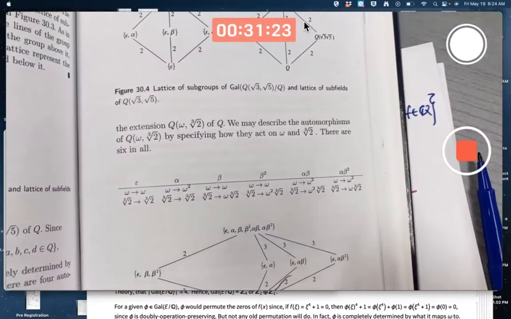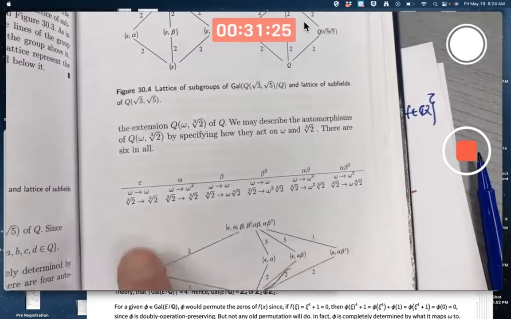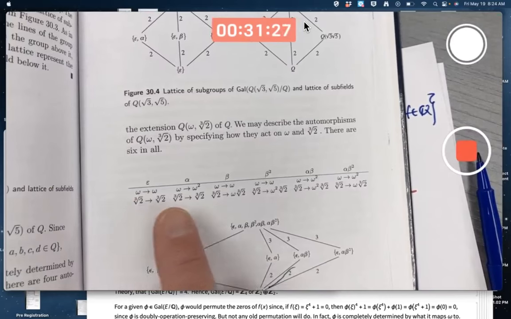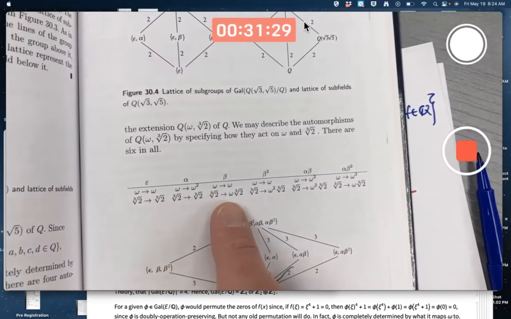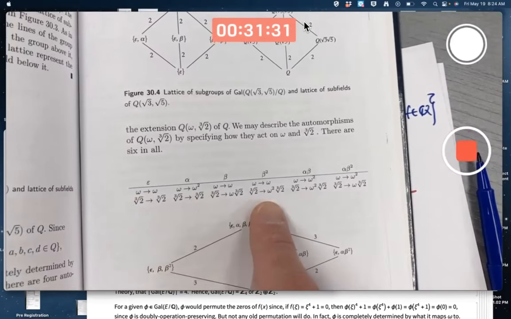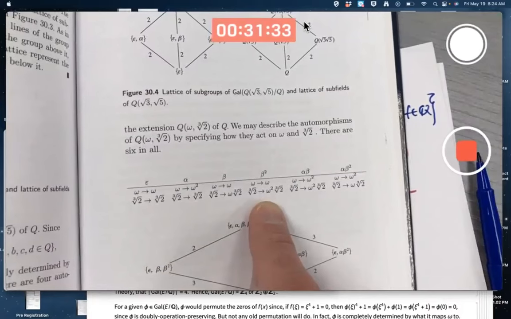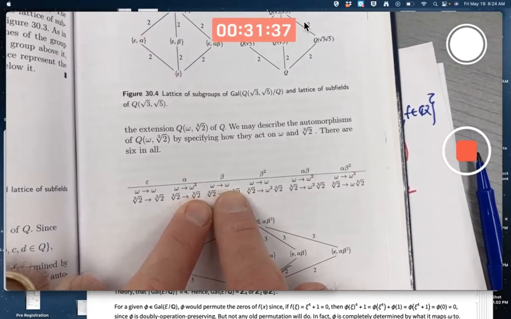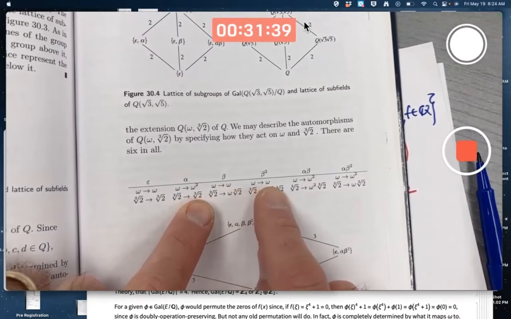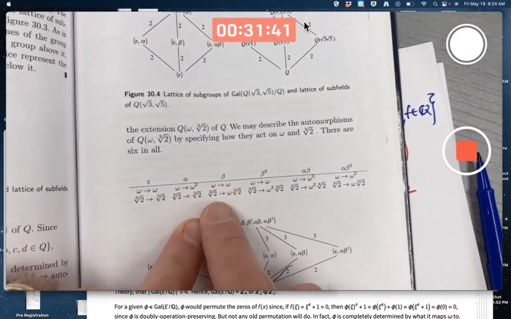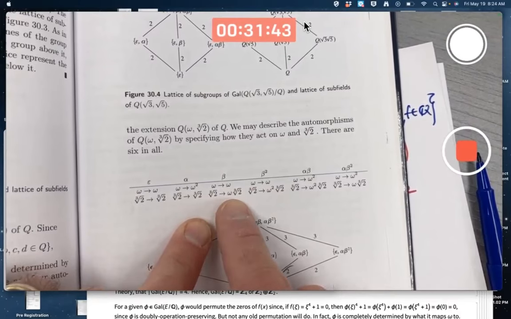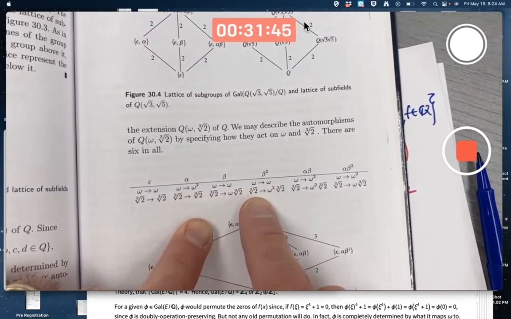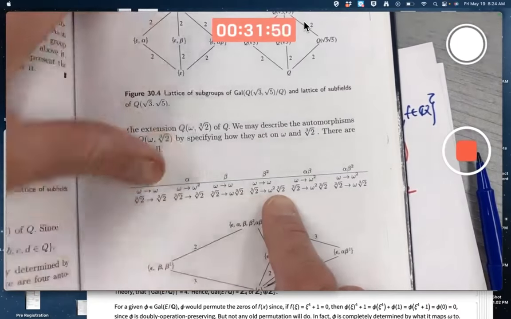So because of all that, these are the 6 possibilities. Call that one epsilon because it's the identity. Call that one alpha, call that one beta. Is this one really beta squared? Think about it. If beta maps omega to omega, then beta squared is going to map omega to omega. If beta maps cube root of 2 to omega times cube root of 2, what's beta squared going to map cube root of 2 to? Evidently that. Why?